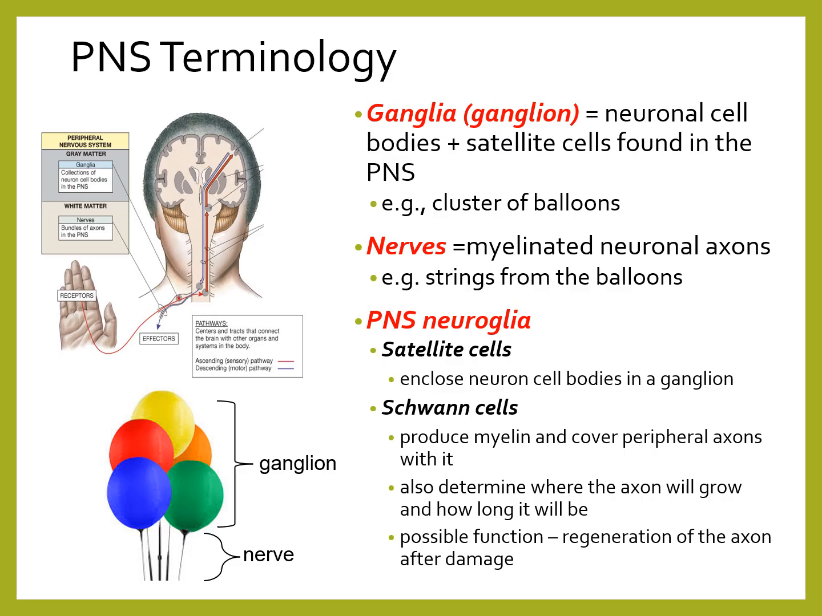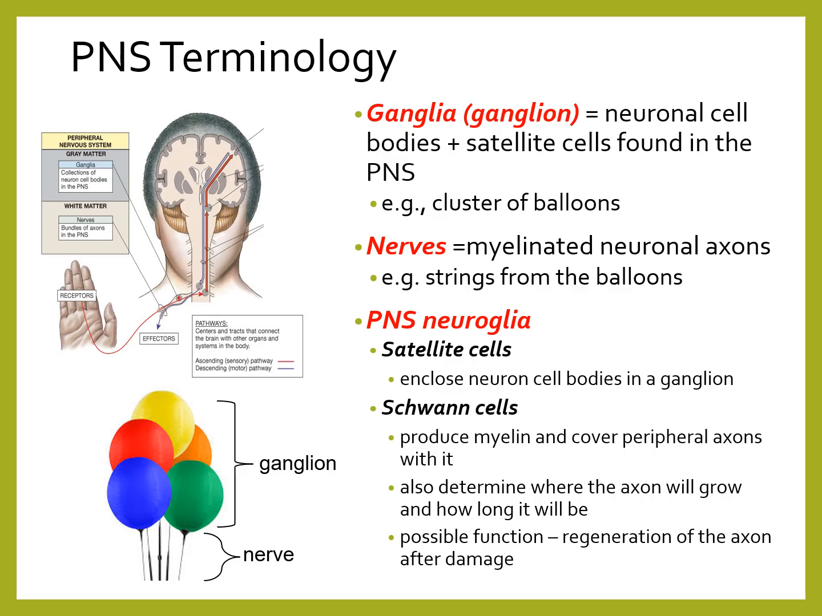The nerves are the myelinated neuronal axons that extend from the ganglion, so think of those as being the strings from the balloons. If this sounds familiar, it's because the central nervous system equivalent of a ganglion is a nucleus, and the central nervous system equivalent of a nerve is a tract. So they are basically the same thing, they're just given different names because they are in different parts of our nervous system.